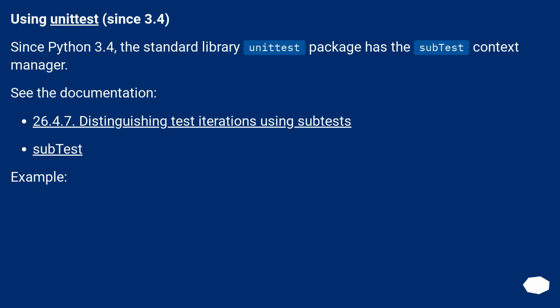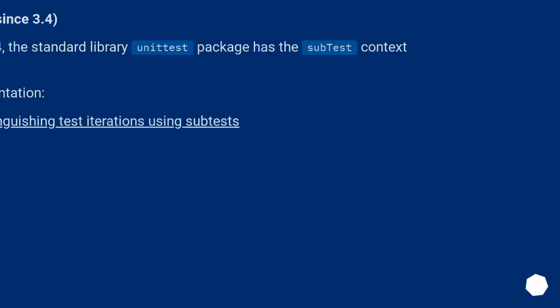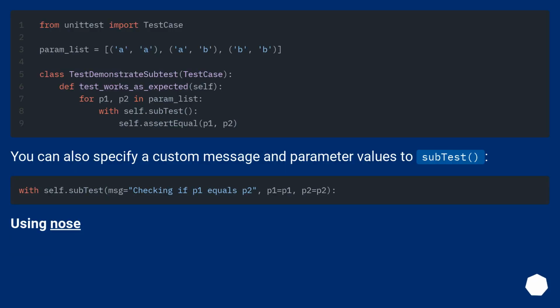Using unittest, since 3.4. Since Python 3.4, the standard library unittest package has a subTest context manager. See the documentation, 26.4.7, Distinguishing test iterations using subtests. Subtests example. You can also specify a custom message and parameter values to subTest.